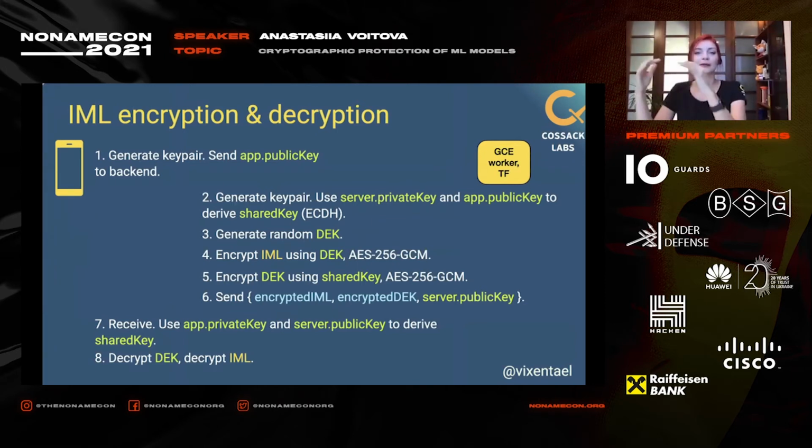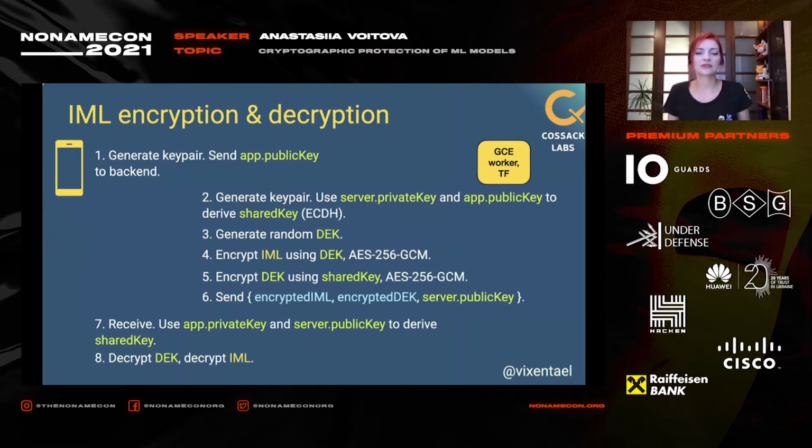This is our package. This is our data structure. We send this package, we store it on the cloud side, and then we send it to the mobile application. Upon receiving, the mobile application takes its own private key, which was a part of the key pair generated on step 1. So it takes its own private key and the server public key from the package to use the same elliptic curve Diffie-Hellman to derive the same shared key, right? Then using the shared key, it decrypts the encrypted data encryption key, right? And using this data encryption key, it decrypts the machine learning model. Here you are. Simple, straightforward, AES-GCM, elliptic curve Diffie-Hellman.